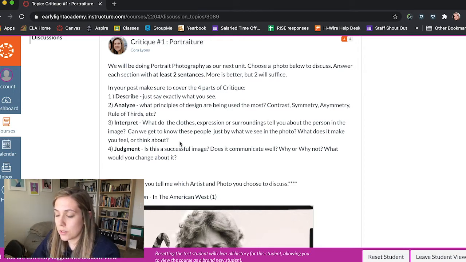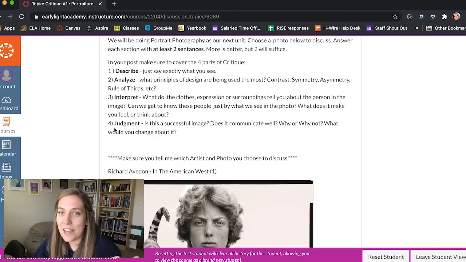And then the fourth step is judgment. So when you're interpreting it, you're trying to decide if it has a message and what it's communicating. And step 4 is you're determining if it's a successful image. So one of the ways you could determine success is if you thought it had a message, you could talk about how well it communicated that message.